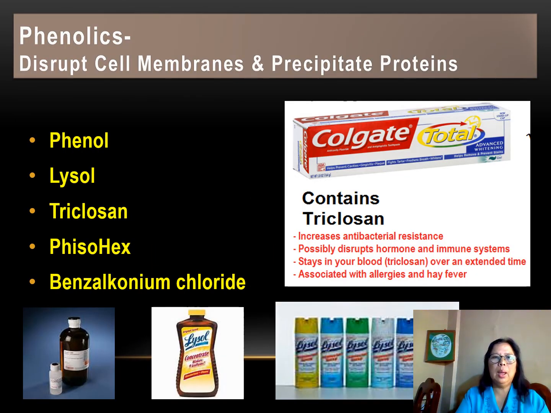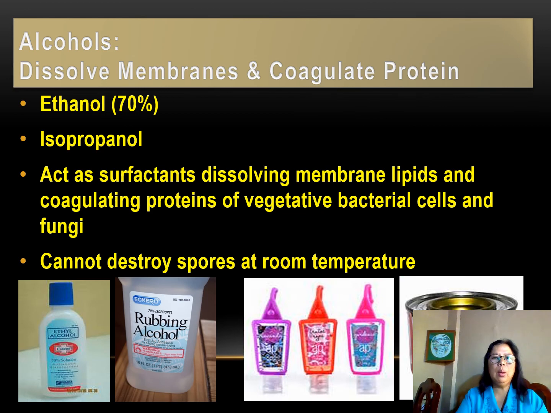And then you have also the Phenolics. This includes your phenol, the Lysol, the triclosan in your toothpaste, also likewise the pisohex and benzalkonium chloride. Now, for the alcohols, you have ethanol, preferably 70%, isopropanol, and usually they are used for surface purposes only.